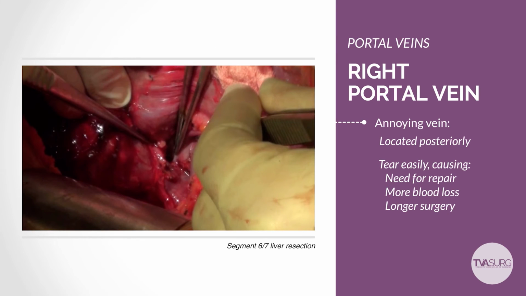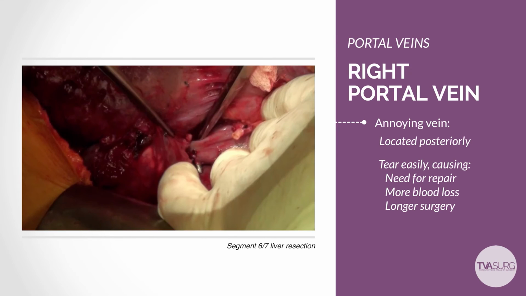Similar to the caudate veins, if you don't carefully ligate and divide this vessel, it will easily rip and tear a giant hole in the back of the right portal vein. This becomes a major annoyance to repair, results in additional blood loss, and prolongs the total length of the procedure. So to safely mobilize the right portal vein, you have to carefully dissect out, ligate, and divide the annoying vein.